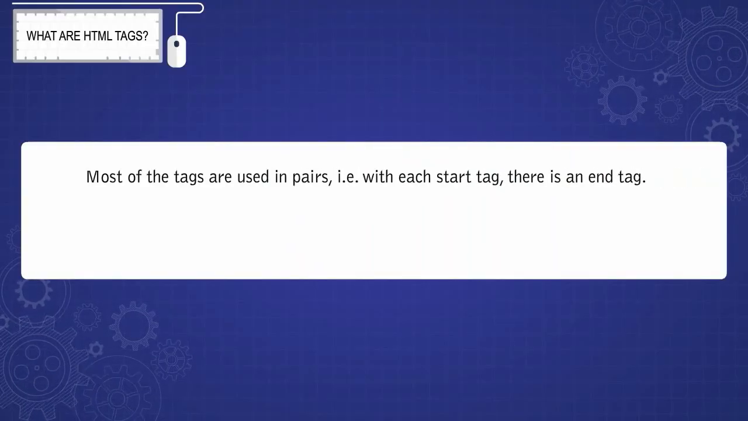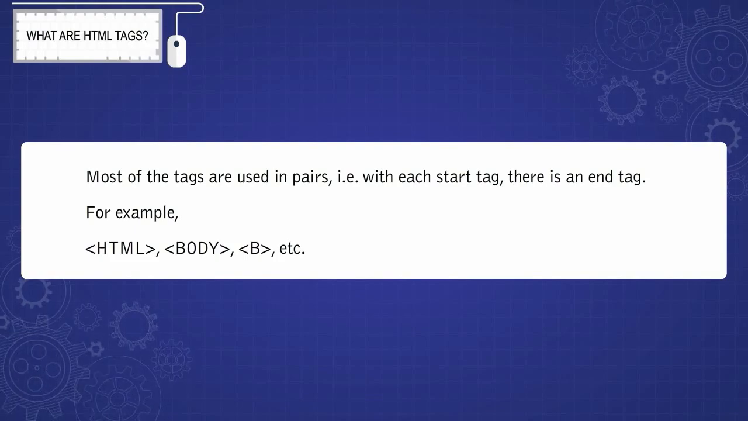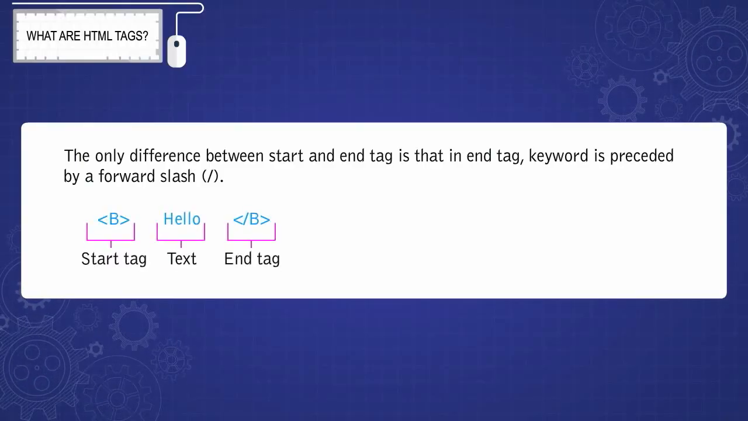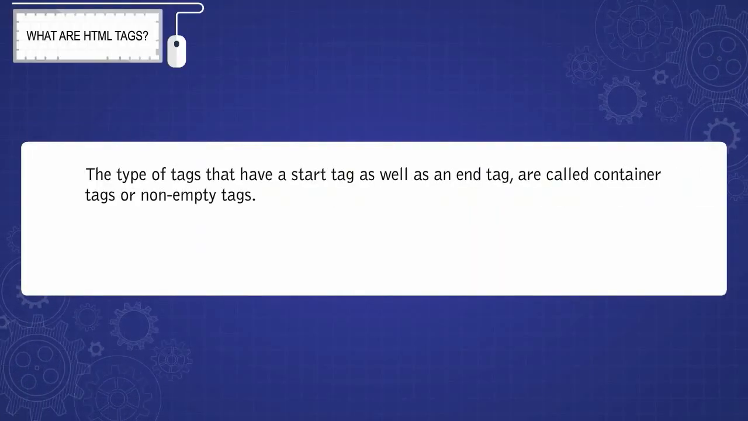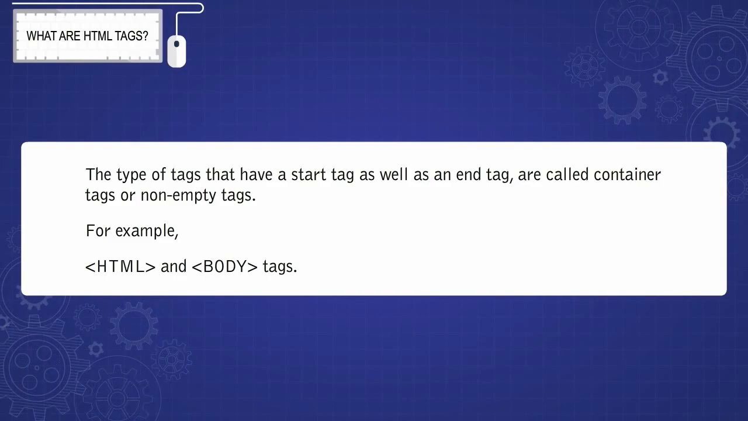Most of the tags are used in pairs, that is, with each start tag there is an end tag, for example, HTML, body, B, etc. The only difference between start and end tag is that in end tag, the keyword is preceded by a /. Start tag, text, end tag. The type of tags that have a start tag as well as an end tag are called container tags or non-empty tags. For example, HTML and body tags.